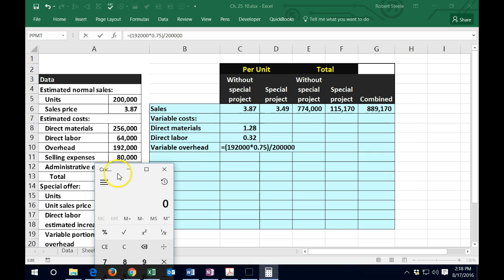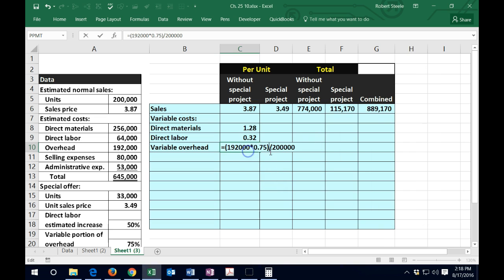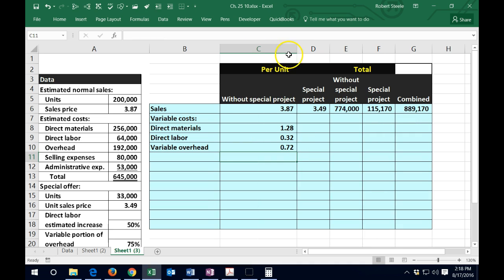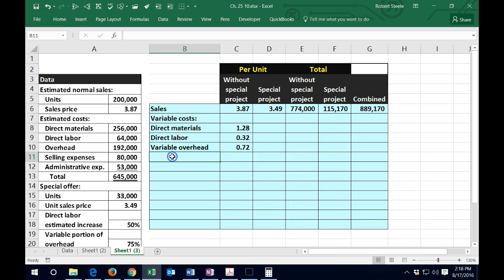And of course, this is one of those items where working it out first in the calculator might be easier to do. 0.75, that's that. And then do the second step, divided by the 200,000. And there we got the 72 cents there and there. All right, so I'm going to make this a little bit smaller again, like so. Bring it back down. Okay, so that's going to give us our total variable costs.